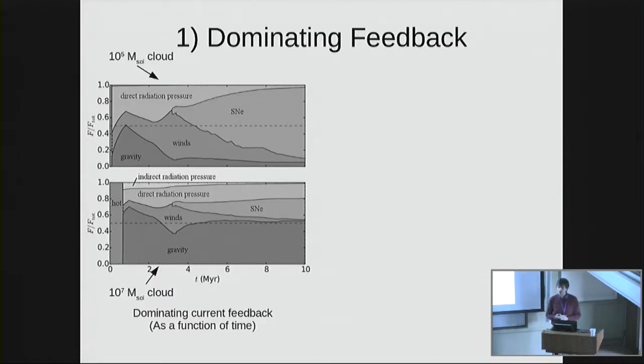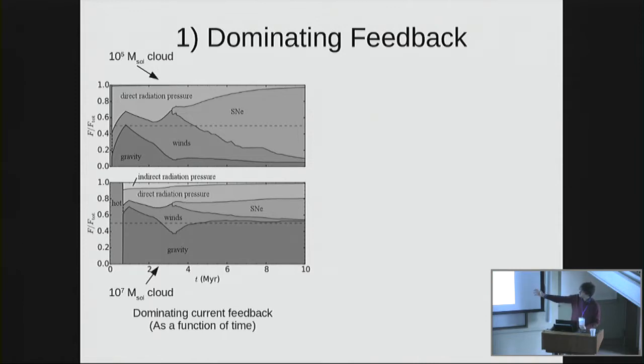So I asked 3 questions in the beginning. And the first one was, what is the dominating source of feedback, if there is any? If you take a look at the top left plot, this is the efficiency of different kinds of feedback as a function of time. You can see that for a 10 to the 5 solar mass cloud, initially radiation pressure plays an important role. Later, winds become more dominant, and at even later times, supernovae are the most efficient source of driving the gas away from the star cluster.